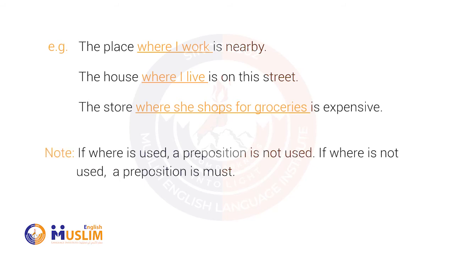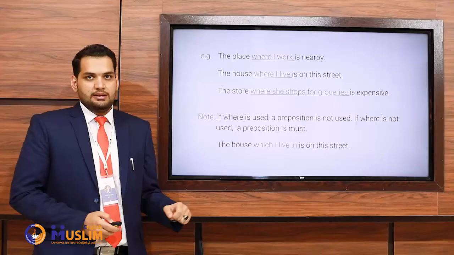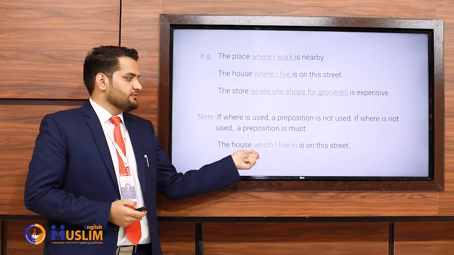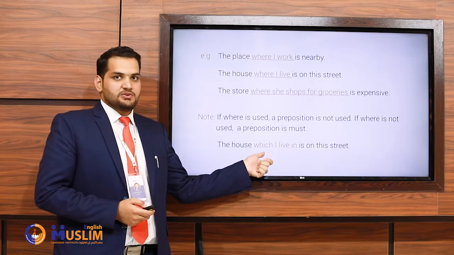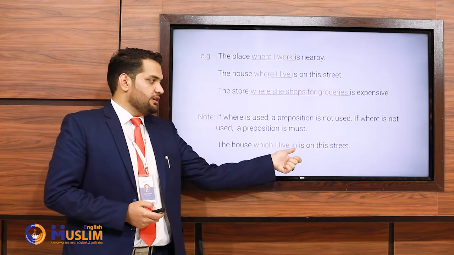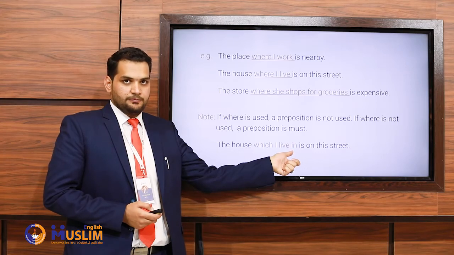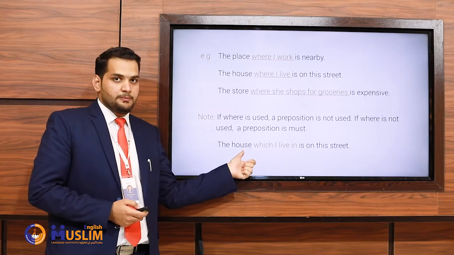Remember, if where is used, a preposition is not used. But if where is not used, a preposition is a must. For example, the house which I live in is on this street. In this sentence, the adjective clause is which I live in. And if you see, we have not used where here. That's why we have used the preposition in to describe the house.